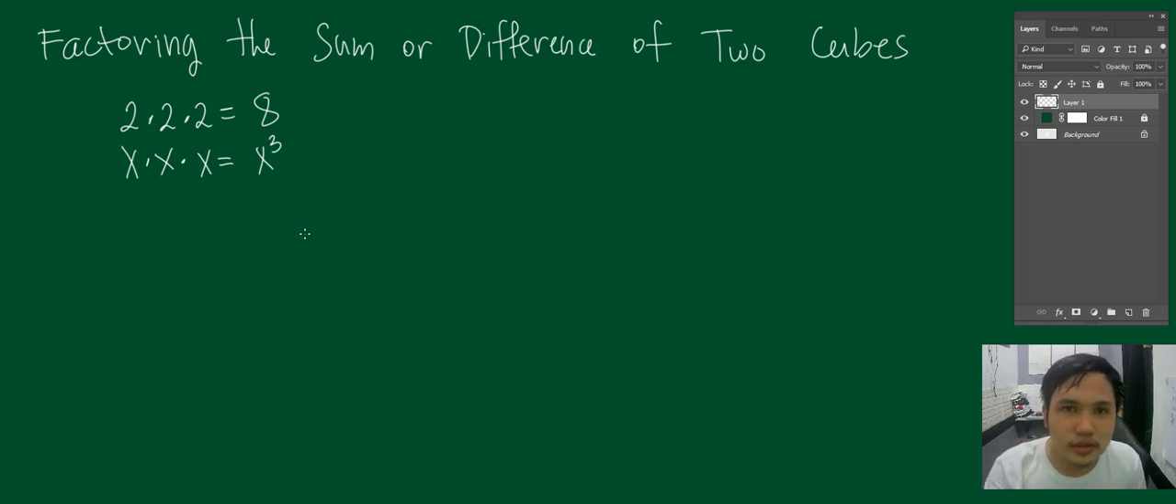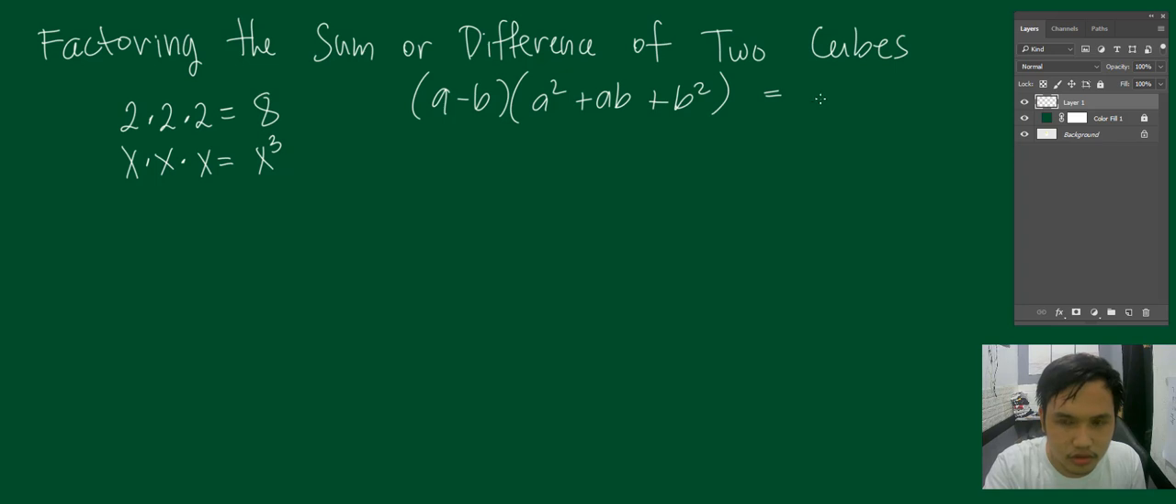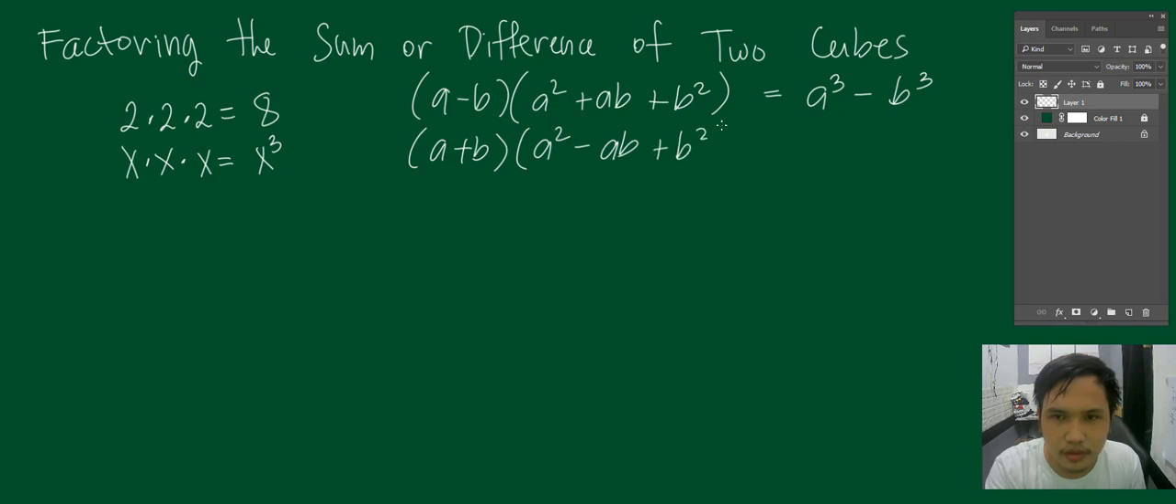We are going to also recall another special product. We have a minus b, the quantity a minus b times a squared plus a times b plus b squared is equal to a cube minus b cube. And then we have also a plus b times the quantity a squared minus a times b plus b squared. We have a cube plus b cube.